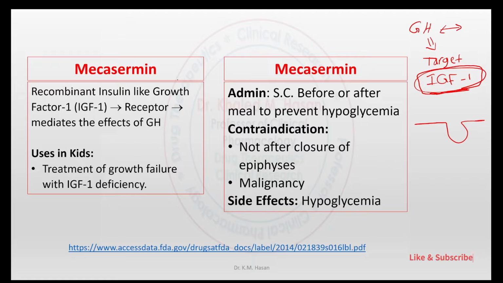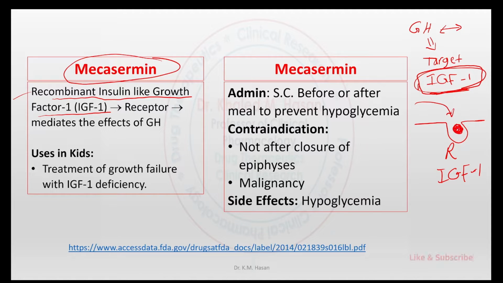Instead of growth hormone, they developed a medication called recombinant insulin-like growth factor 1, and the medication name is Mecasermin. So Mecasermin is considered a recombinant insulin-like growth factor, and you can see here we have the target, growth hormone affects the target. This is the receptor here, the receptor for IGF-1. So this one represents the IGF-1. So the IGF-1 now binds to the receptor and induces the effect of growth hormone. So this medication is used in children suffering from growth failure due to the deficiency in IGF-1.